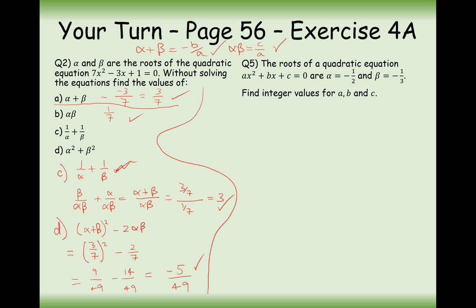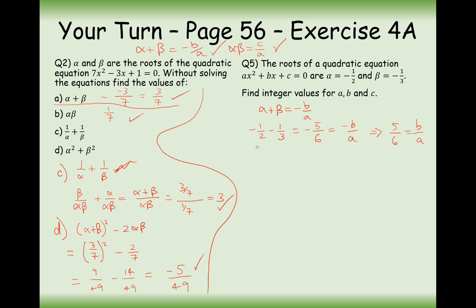Okay, question five then. We've got the roots. Now what we need is the integer coefficients on the x squared. So what we'll have here is we'll have alpha plus beta equals minus b over a. Now we add the two roots together here, minus a half minus a third. That's going to give us minus 5/6. And that's going to give us minus b over a from the formula above here. So what we can say effectively here is that 5/6 is equal to b over a.